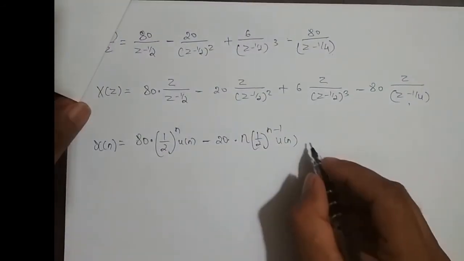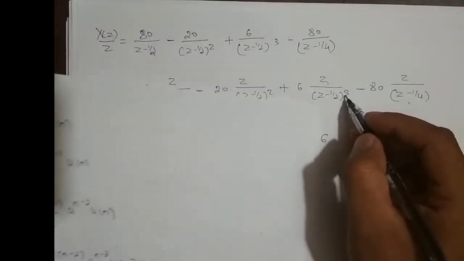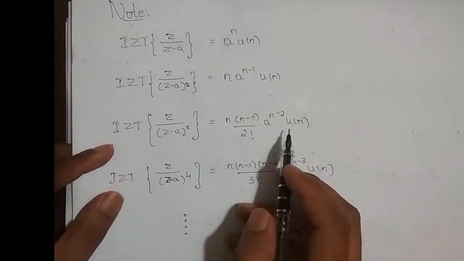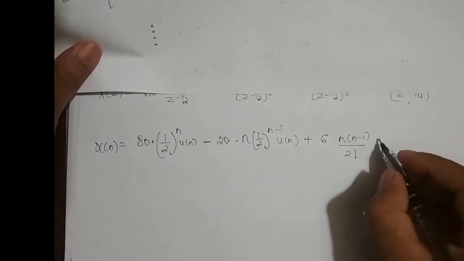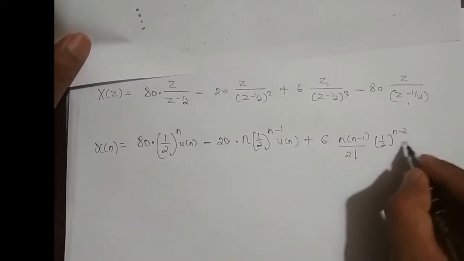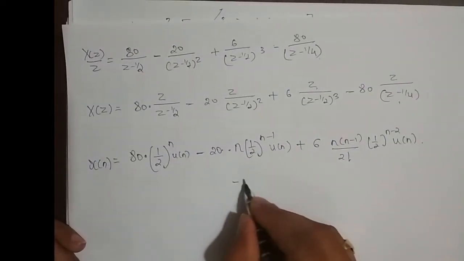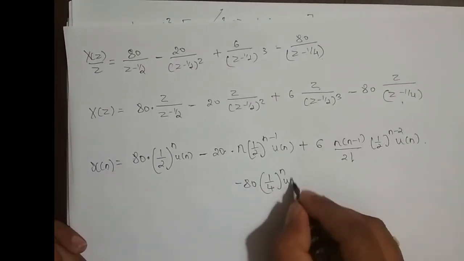Plus 6 into, what is the inverse transform of this cube if it is a right-sided sequence? It is n(n-1)/2 factorial into a^(n-2) u(n). So a is 1/2, so (1/2)^(n-2) into u(n), since the root is repeating 3 times. And the last one is minus 80 into, what is the inverse transform of this? (1/4)^n u(n).